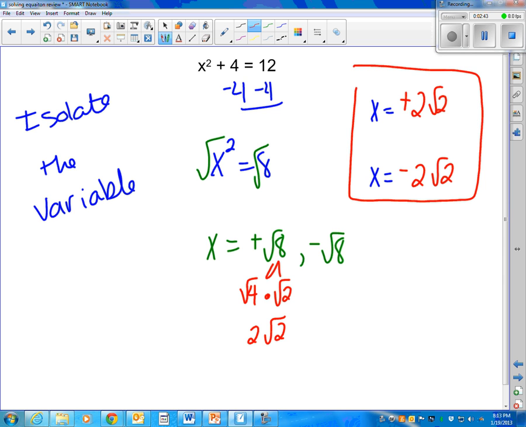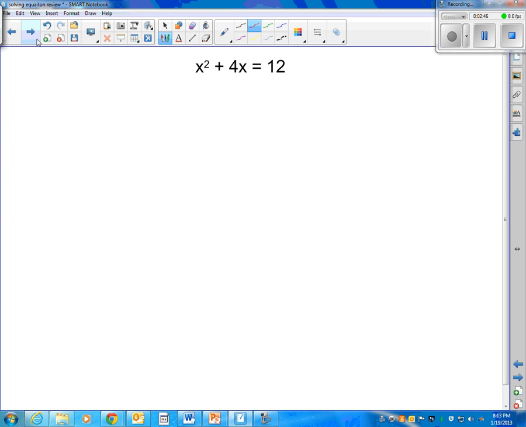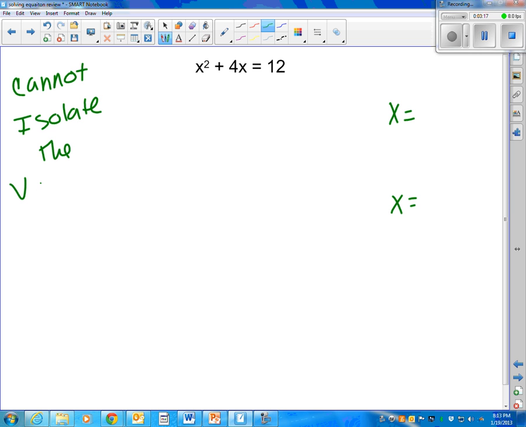Okay, to the next type of problem. x squared plus 4x equals 12. I now have the variable appearing twice, in 2 different degrees. The degree of the polynomial is still a 2, so I expect 2 answers. I cannot isolate the variable. Do not factor the x out of the equation. It doesn't do any good.